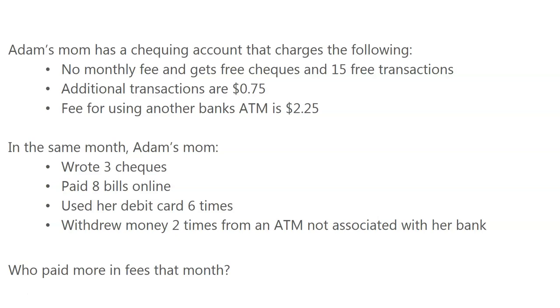Now in the same month, Adam's mom wrote 3 checks, paid 8 bills online, used her debit card 6 times, and withdrew money 2 times from an ATM not associated with her bank. So we need to determine who paid more in fees that month.